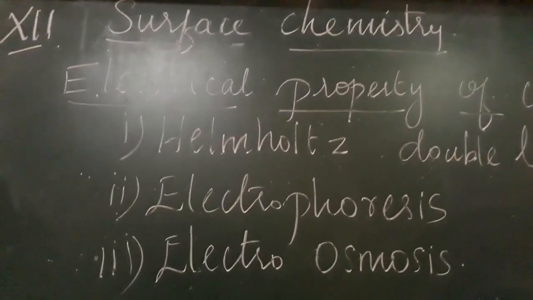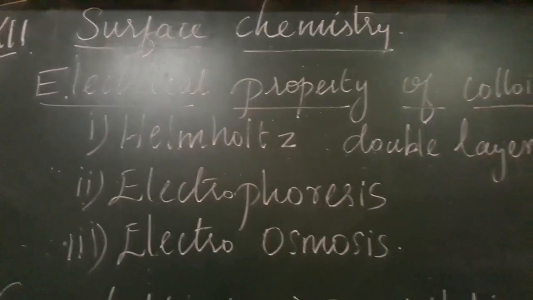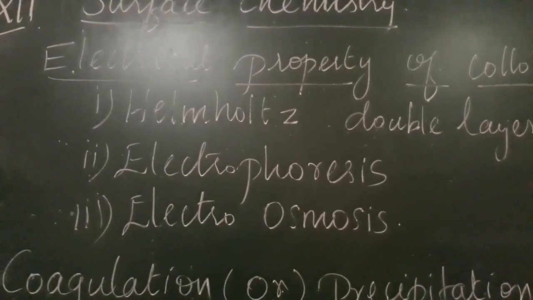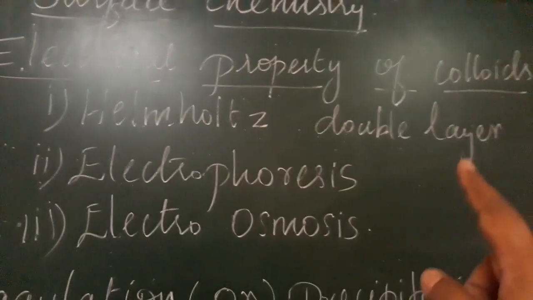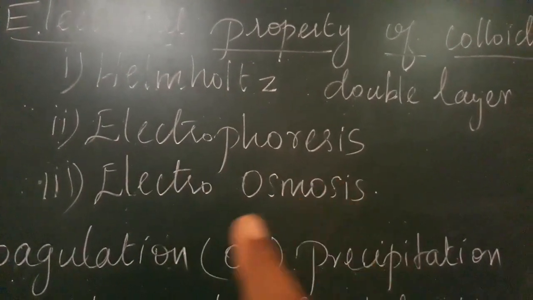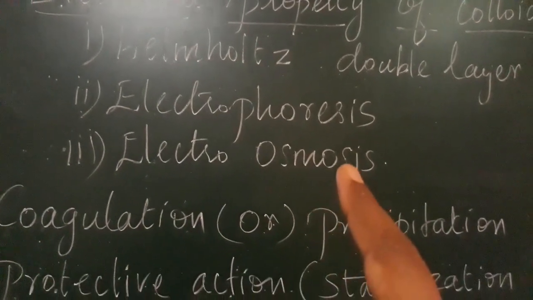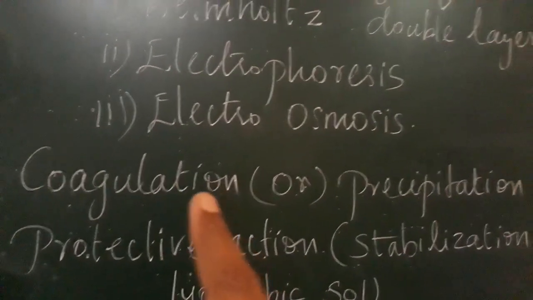In this video, we are going to learn the electrical property of colloids. Under this topic, we are going to learn the Helmholtz double layer, electrophoresis and electroosmosis. Afterward, coagulation of colloid. What does coagulation mean?